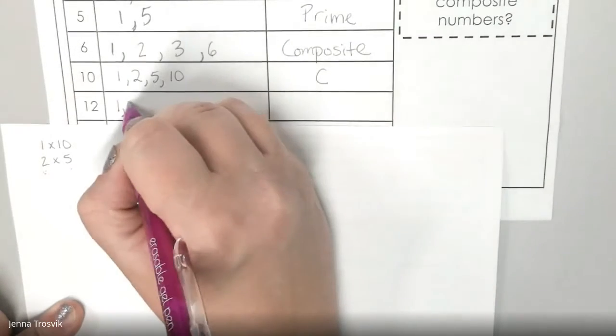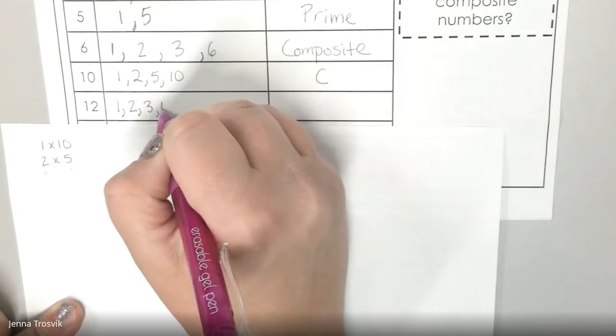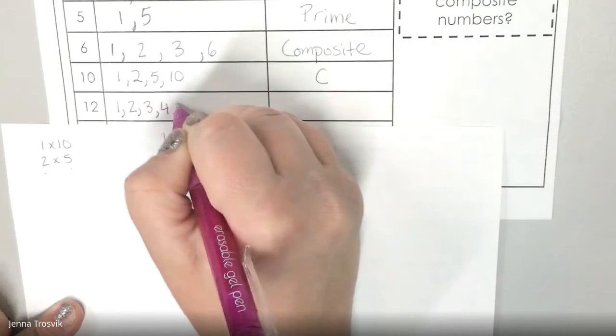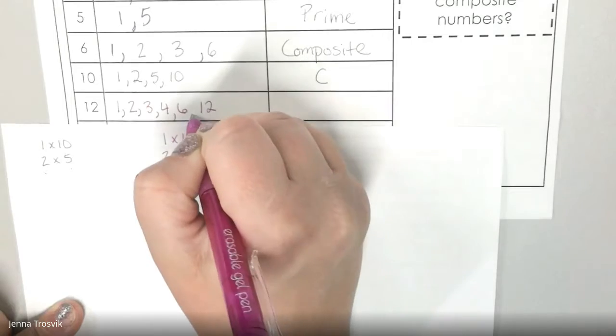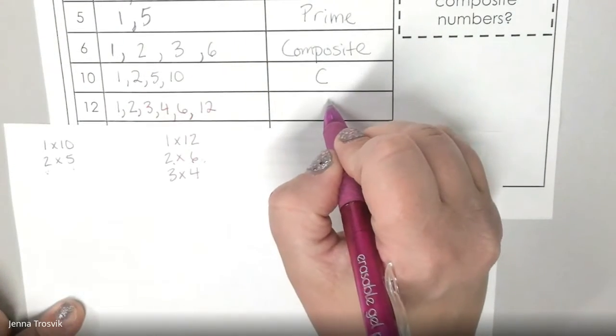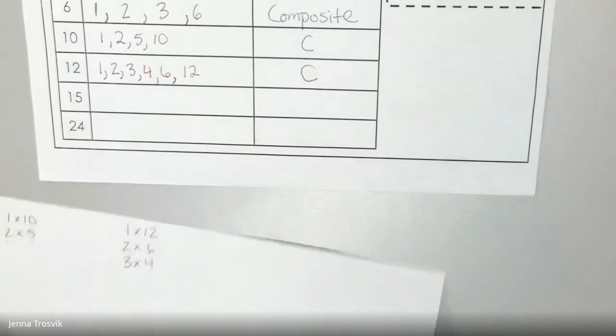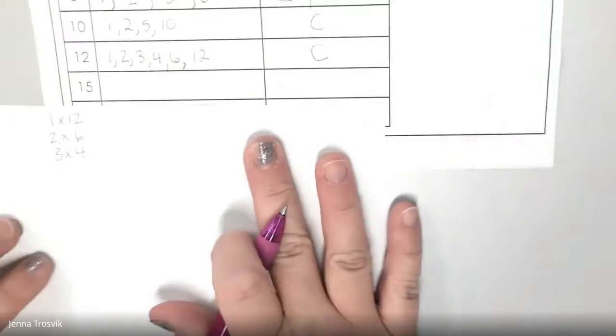1, 2, 3, 4, 6, and 12. These are all the factors of 12. Therefore, this is a composite number. All right, let's go to 15.